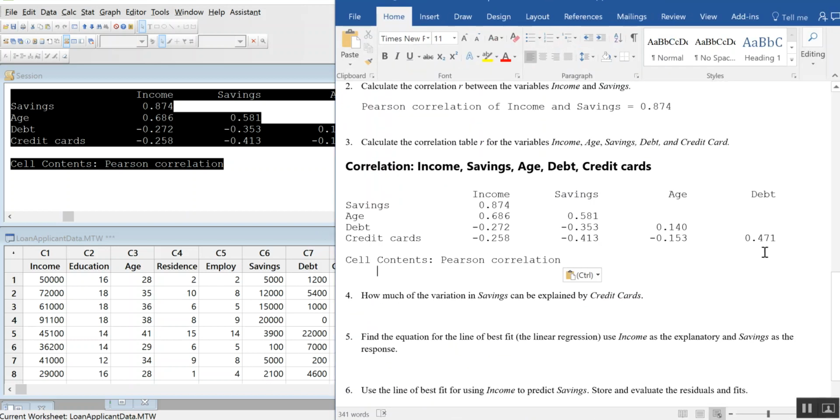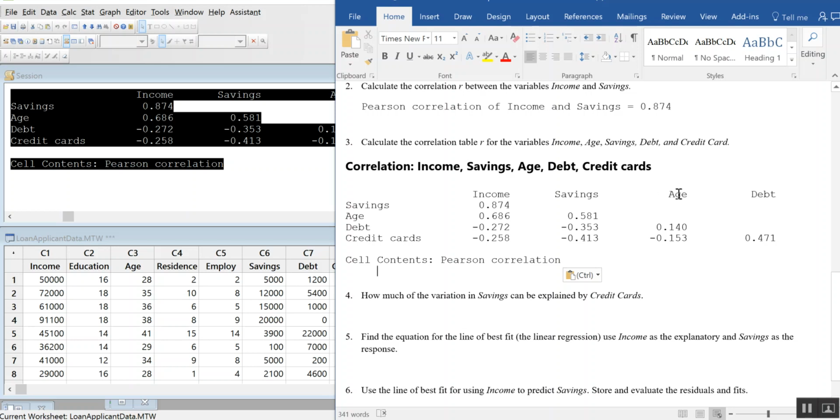All right, so if you look at this number down here, that's representing the correlation between debt and credit cards. Here's the one for age and credit cards. Here's the one for age and debt. Here's the one for savings and age. You'll notice that this upper triangle isn't filled with anything because the correlation between savings and itself would be 1, because anything correlated with itself, how is it related? Well, they're the same. Of course they're related.